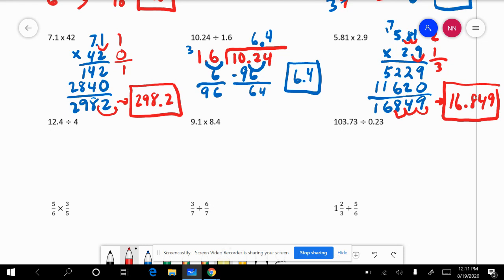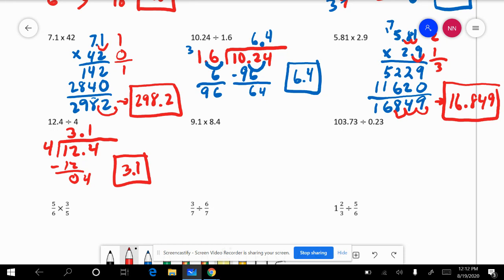So looking at 12.4 divided by 4. I have the 4. I'm using long division, 12.4. 4 goes into 12 3 times. Put the decimal for the quotient. And then I bring down the 4. 4 goes into 4 1 time. So my answer is 3.1.